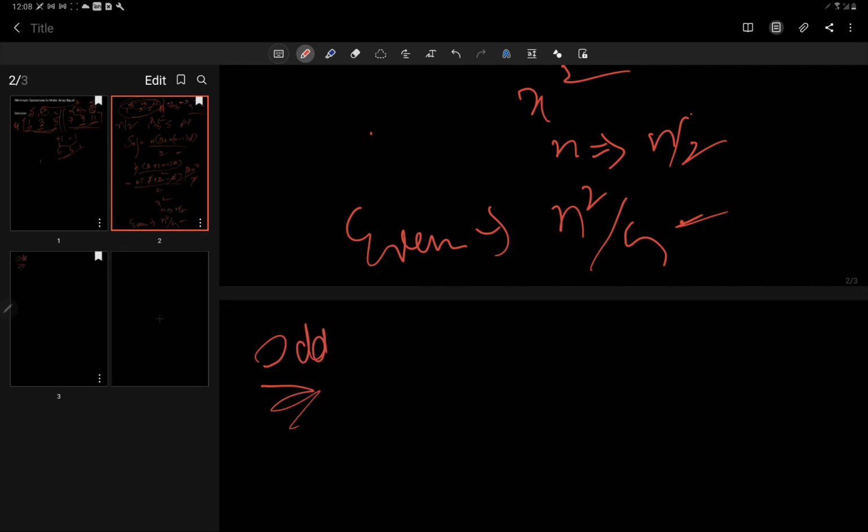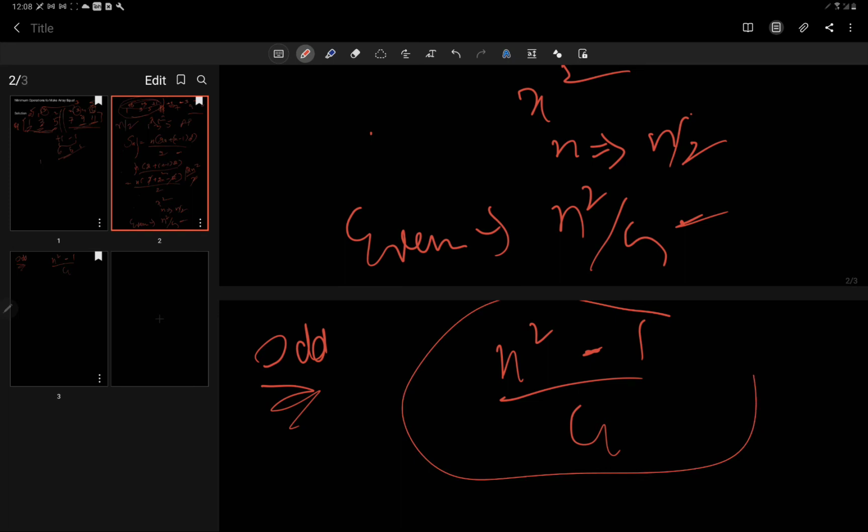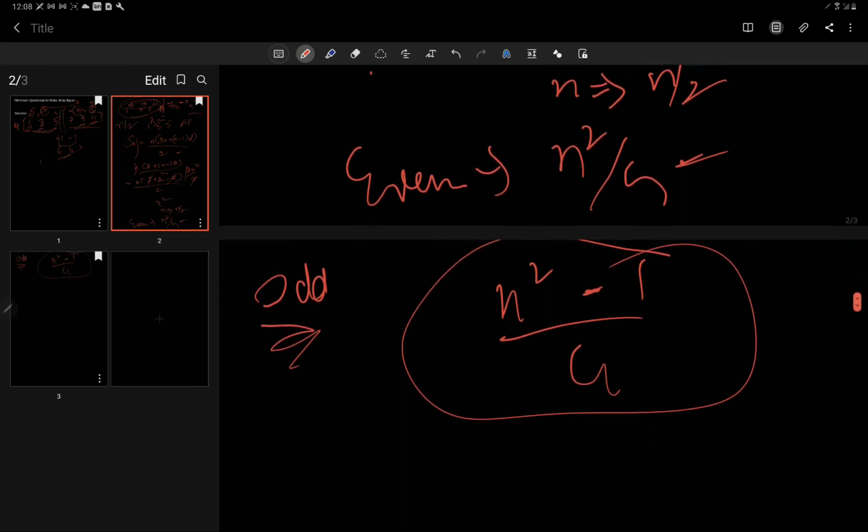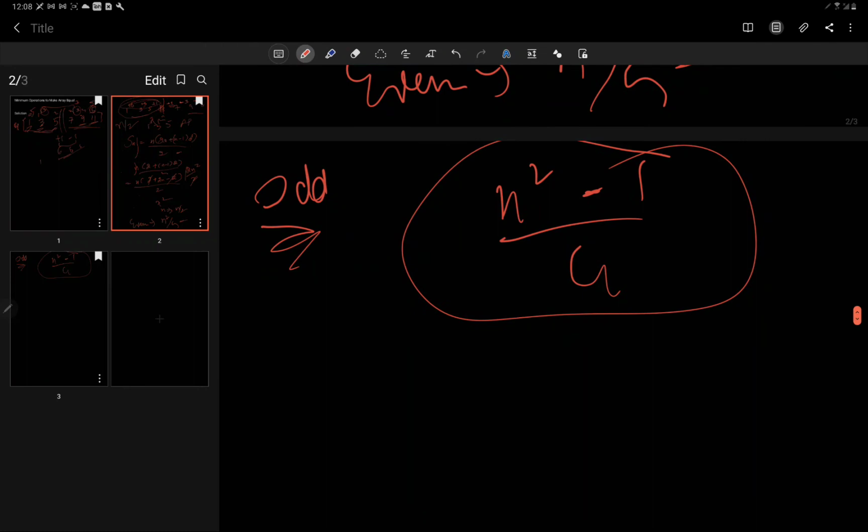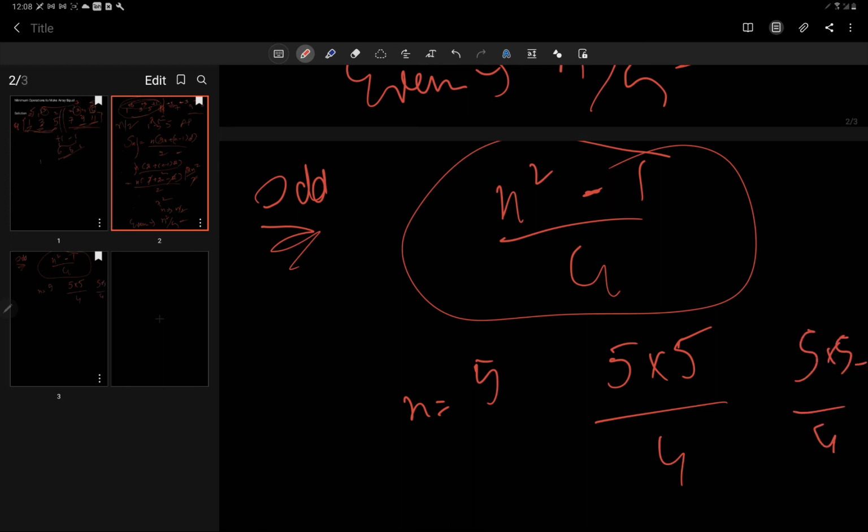For odd, what we can say is there is just a decrement of one, and the formula turns out to be n square minus 1 by 4. Now let's think for a second, taking some value of n. Suppose we say n is 5. So 5 into 5 by 4, and 5 into 5 by 4 minus 1.